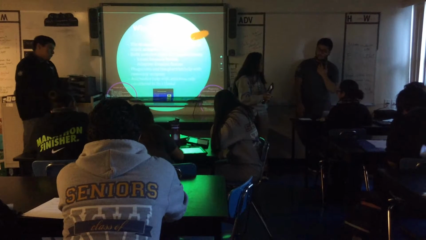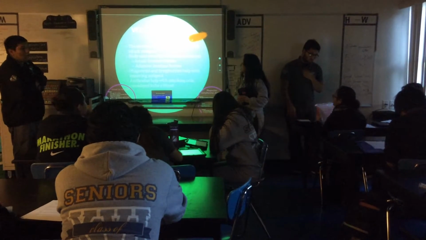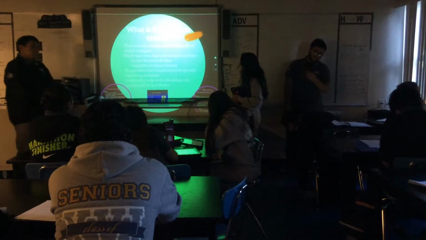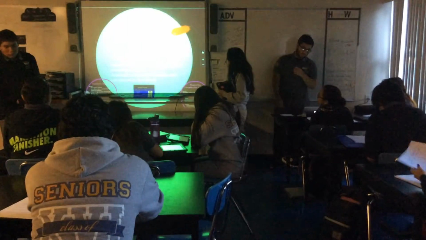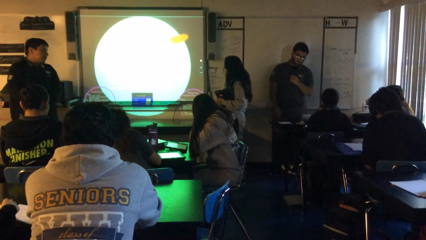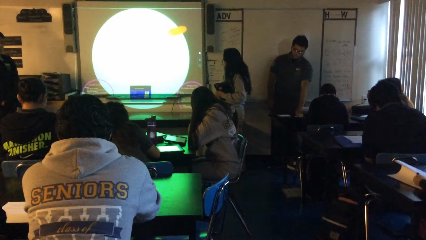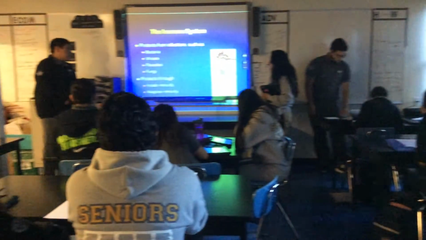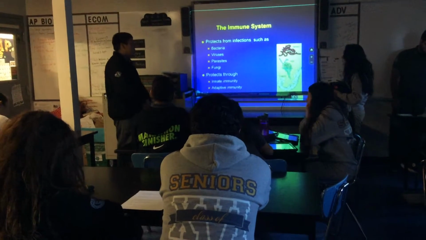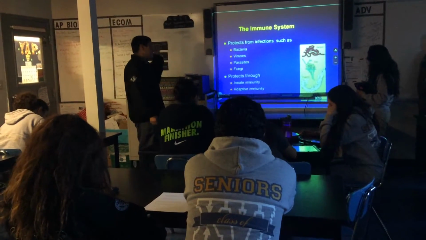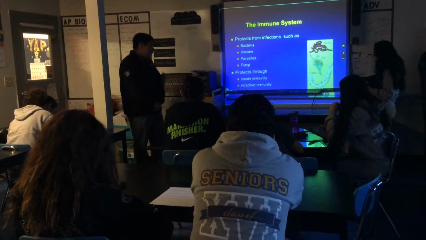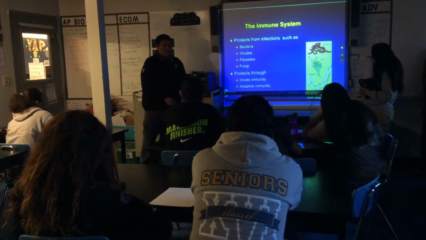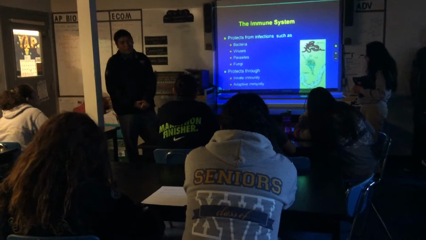Like Jonathan said, we'll explain antigens in a bit, but phagocytes and lymphocytes will help with the removal of certain antigens, and certain antibodies will help attack the cells that are considered foreign inside of the body. Here's a little image, a basic overview of how the immune system protects against viruses, parasites, and fungi. And there are two types of immunity, innate and adaptive.